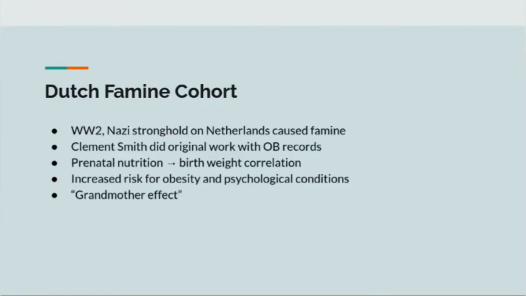This cohort of children born during the famine has been studied over the years as they've grown up, and they were found to be more likely to develop obesity and psychological conditions like depression and schizophrenia. Because these changes were caused by epigenetics, and epigenetics is in part heritable, their kids and grandkids were also discovered to have higher risks for these adverse effects of the famine, which is why it's known as the grandmother effect.